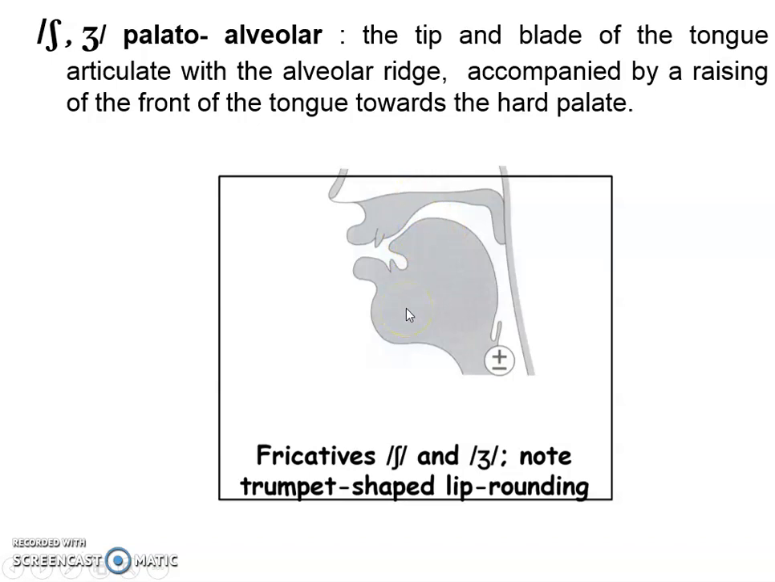Sh, zh. And note the trumpet-shaped lip rounding there. So your lips are kind of rounded, sh, zh, and they assume the shape of a trumpet. Fricatives with friction. There's no complete closure there. There's a narrowing, so the air goes out with friction. While in ch, j, first there is a complete closure. Ch, j, and these are sh, zh.